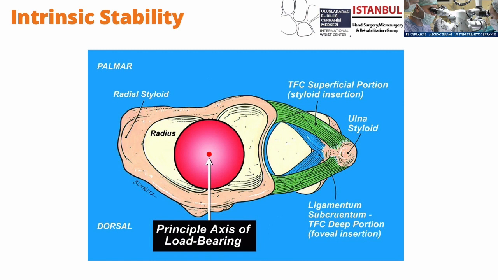Intrinsic stability of the DRUJ is by the TFCC, triangular fibrocartilage complex. The TFCC has two components. The superficial component, which is the green color, is attached to the ulnar styloid, and its deep component is attached to the ulnar fovea.